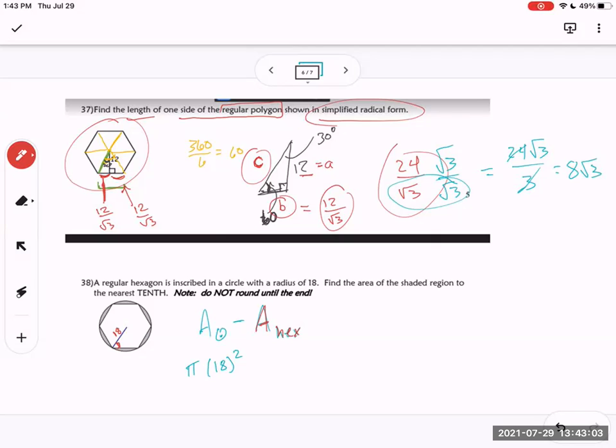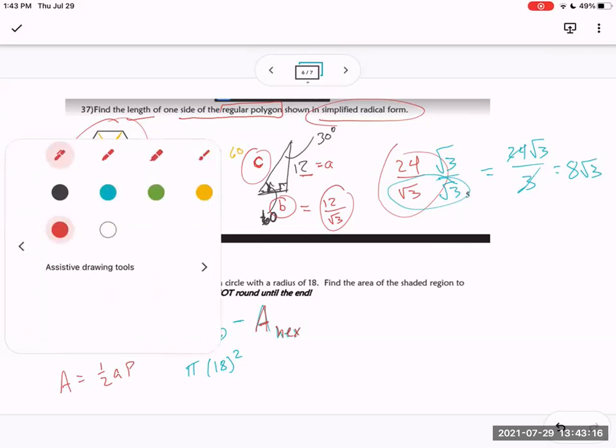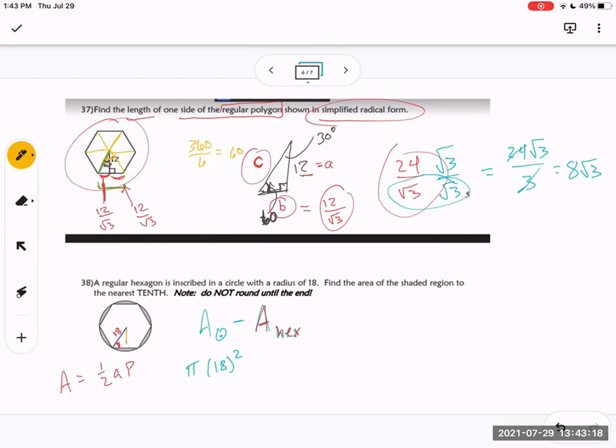I'm looking at the formula sheet, making sure it's on here. The area of a regular polygon is equal to 1/2 apothem times the perimeter. You guys understand that? And this is your apothem right here. That yellow line is your apothem. Hey, guess what? We just talked about how to find that. Remember, that's a 30, 60, 90 triangle.